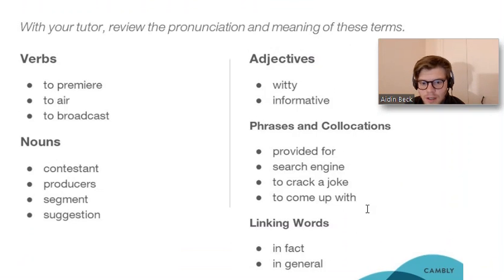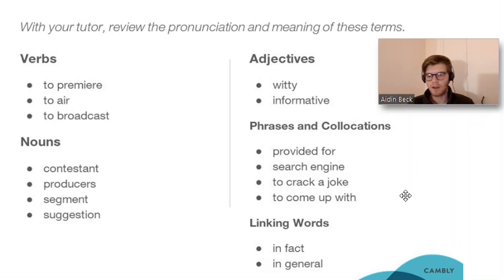So just looking at the verbs, we have to premiere. To premiere is when something is shown to people for the first time. So the movie premiered last week. So it came out, it was brand new, people were watching it for the first time.